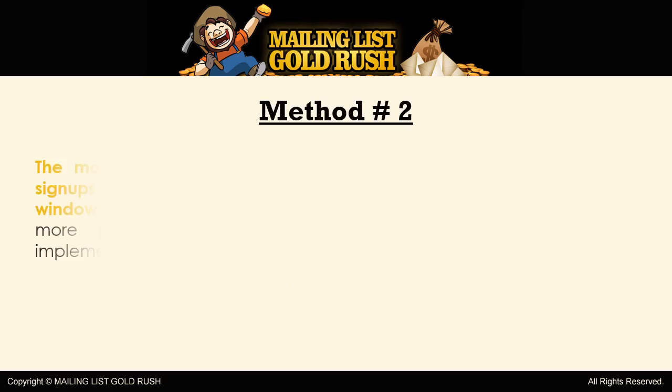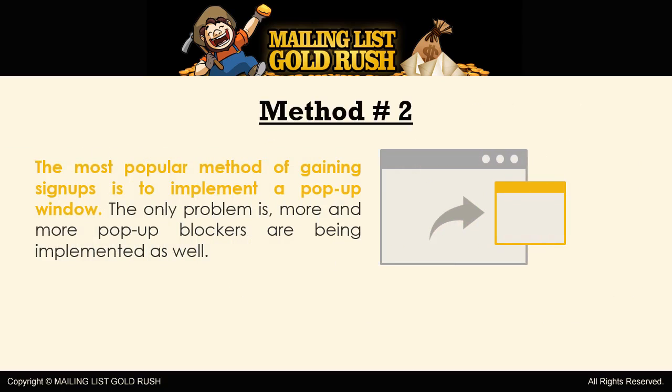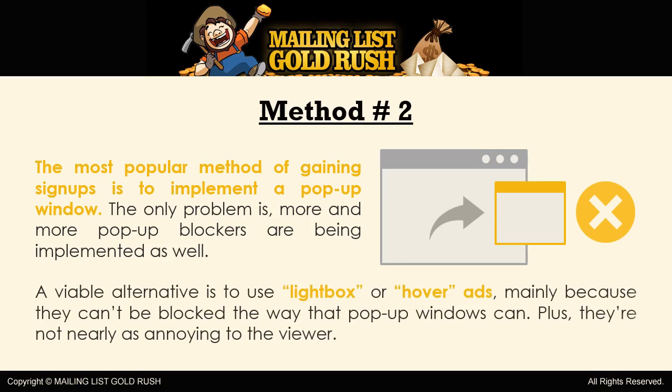Method number 2. The most popular method of gaining signups is to implement a pop-up window. The only problem is, more and more pop-up blockers are being implemented as well. So these days, the number of viewers who will even see your pop-up window is severely diminished. A viable alternative is to use lightbox or hover ads, mainly because they can't be blocked the way that pop-up windows can. Plus, they're not nearly as annoying to the viewer.